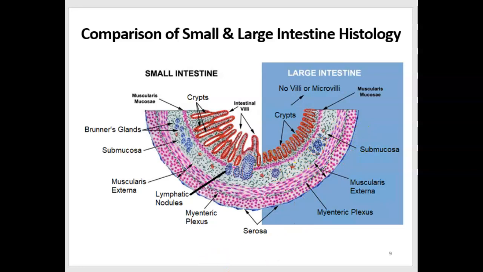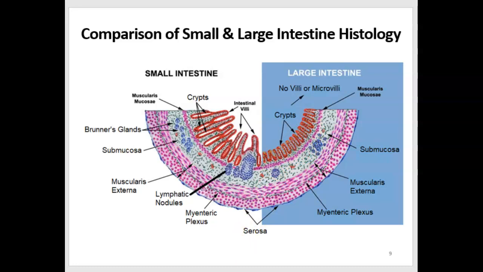In addition, the small intestine has Brunner's glands, which make mucus, and that extra mucus that's produced is going to help neutralize the acidic chyme that enters the small intestine. We don't see any Brunner's glands in the large intestine, but we do have mucus production, and that's because of the presence of these crypts having goblet cells in the mucosa of the large intestine.